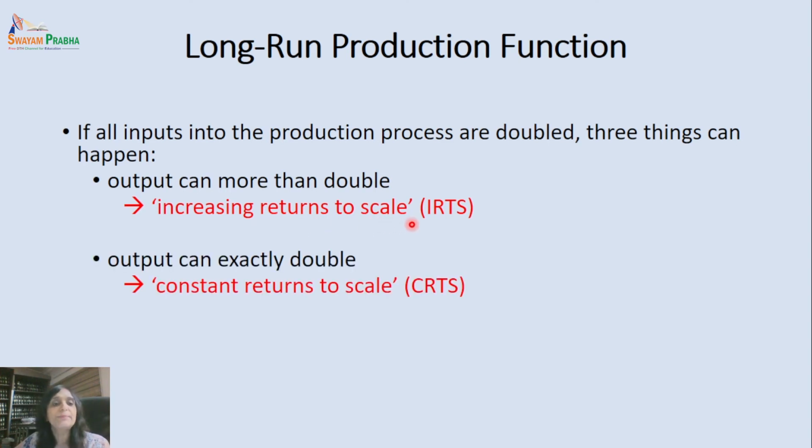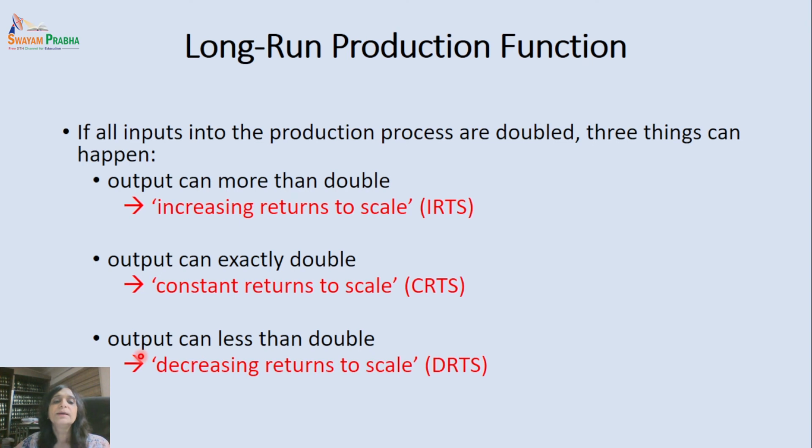The other thing which can happen is you have doubled your inputs and your output exactly doubles. You doubled your labor and capital, output also doubled. From 10, your output became 20. So doubling input led to doubling of output. That is called constant returns to scale.